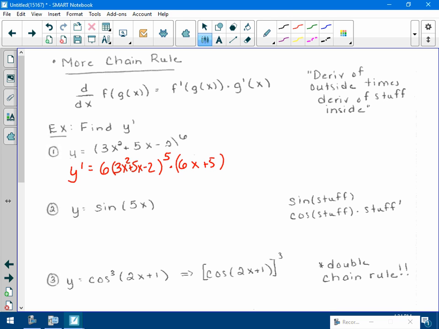And there's not really anything more I can do here. I could distribute the 6 if I wanted to, but I'd probably just leave this as 6 times 6x plus 5 times 3x squared plus 5x minus 2 to the 5th power.